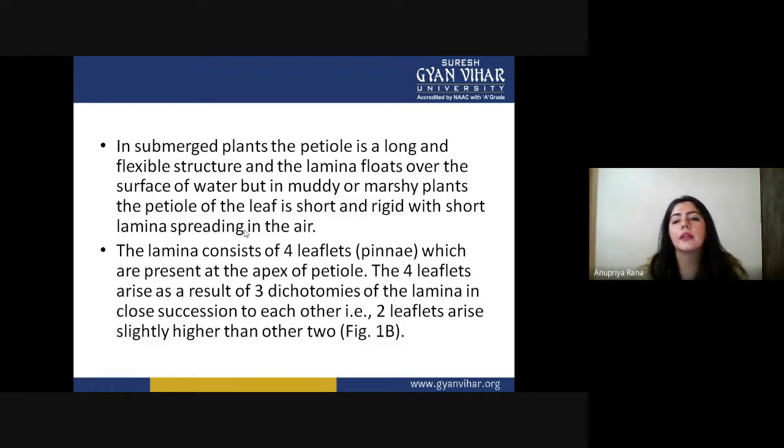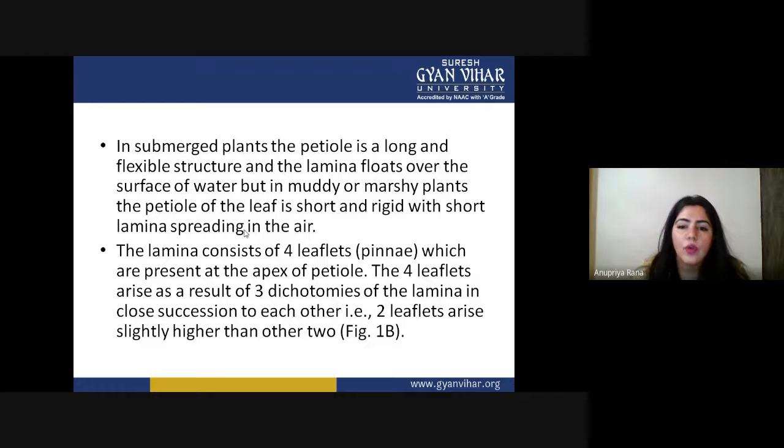So if we see the condition in the terrestrial plant, terrestrial plants do not have any situation for floating of the lamina. In that case, the petiole will be short and rigid. They are not very flexible and soft structures. They have to be rigid because they need to make the plant stand straight. That is why they have to be rigid. Short lamina has to be spread in the air.